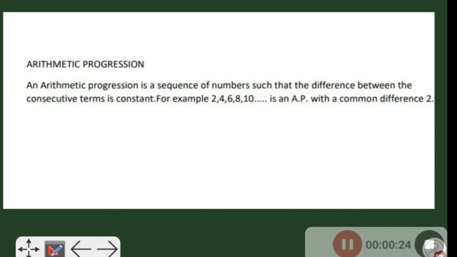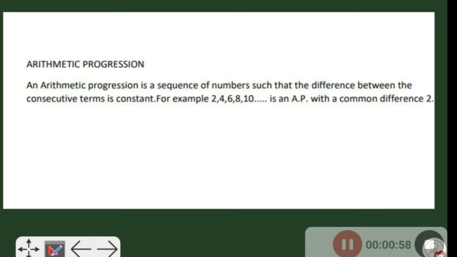Now, if we are given any AP and we need to determine whether it is an AP or not, the common difference, that is the difference between the consecutive terms, should be the same. In the given AP, 2, 4, 6, 8, 10, if we subtract the first term from the second term, that is 4 minus 2, we get the common difference 2. 6 minus 4 is 2. 8 minus 6 is 2. And 10 minus 8 is 2. So the given series is an AP with common difference 2.